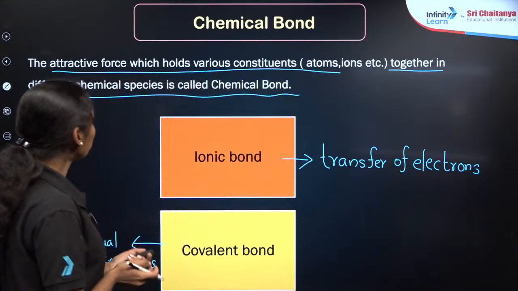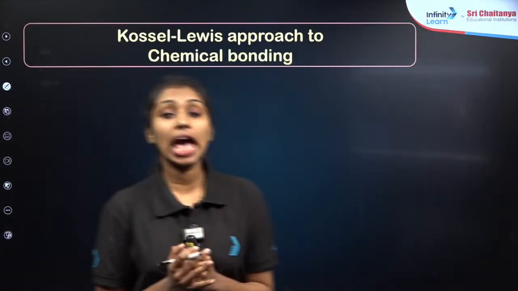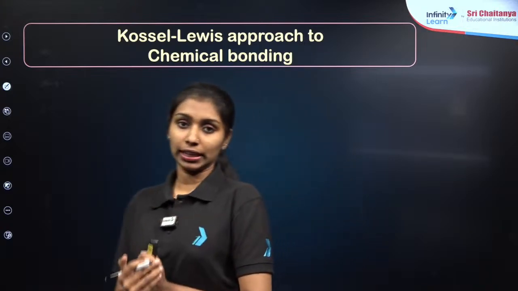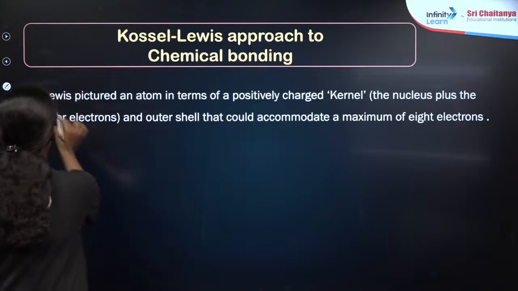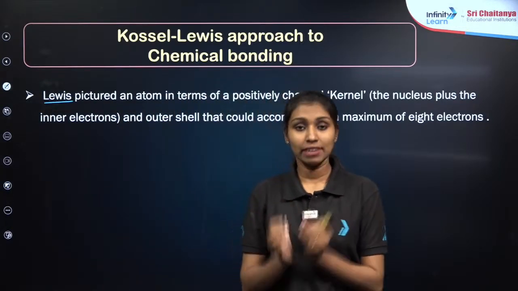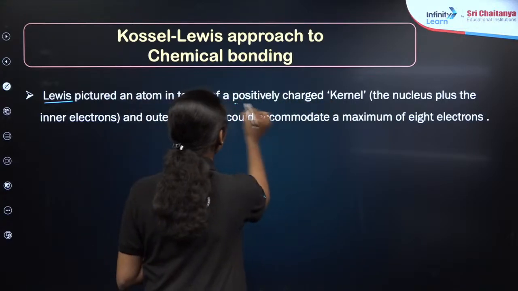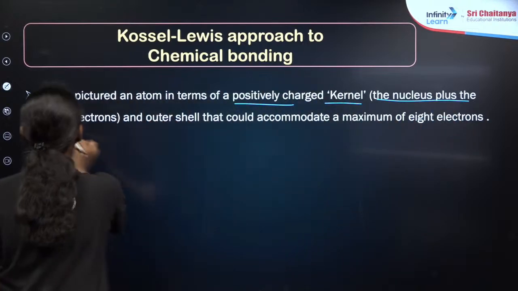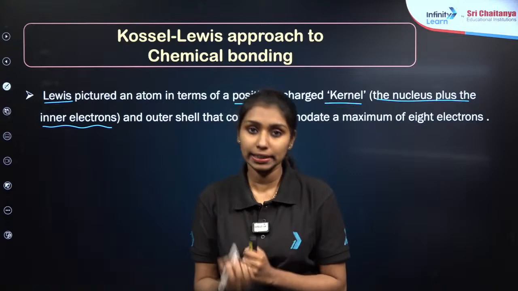Now let me move to the major part of this chapter, that is the Kossel-Lewis approach to chemical bonding. What do you mean by the Kossel-Lewis approach? As you already know, Lewis, one of the scientists, pictured the atom in terms of a positively charged kernel, which means the nucleus plus the inner electrons, and the outer shell that can accommodate a maximum of 8 electrons.